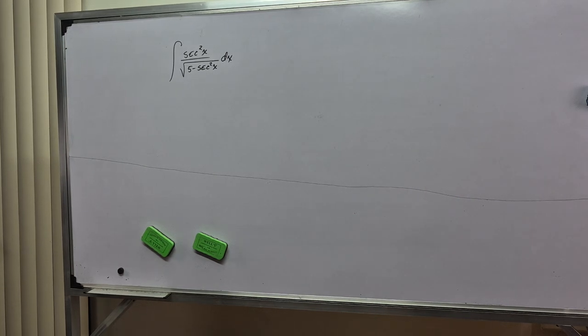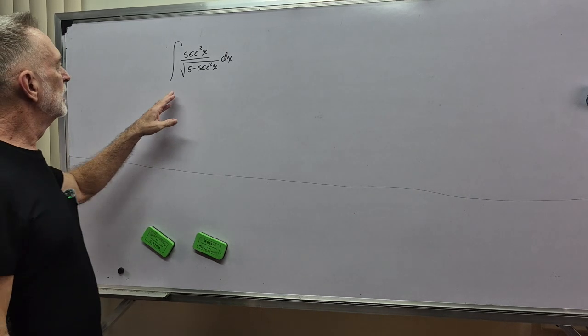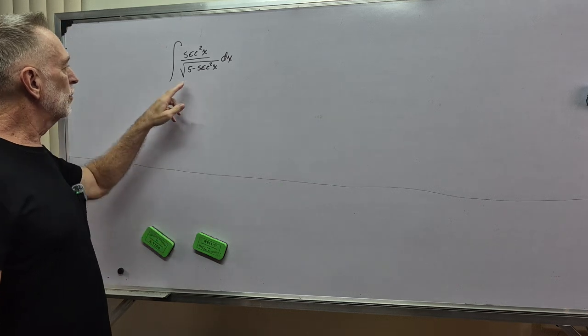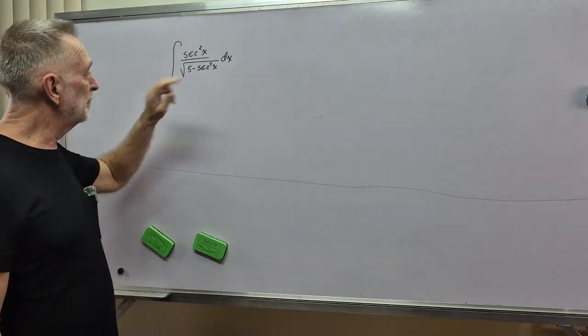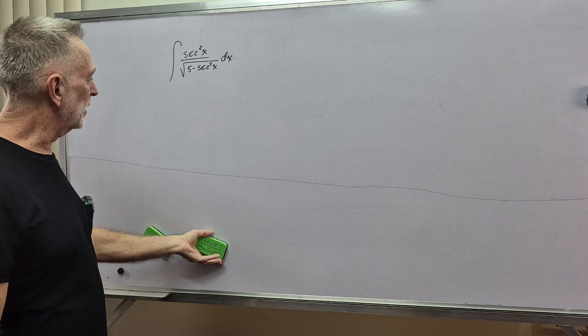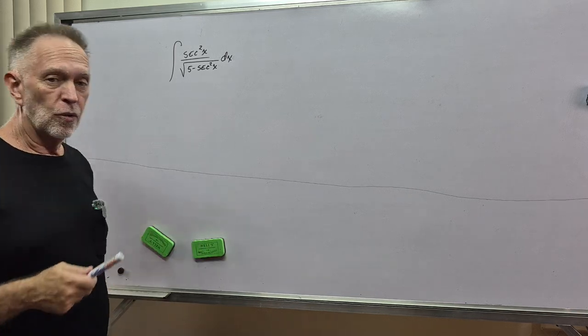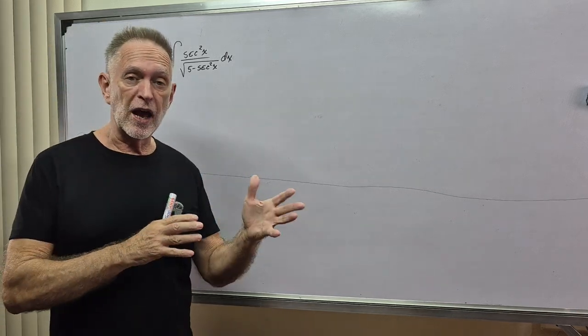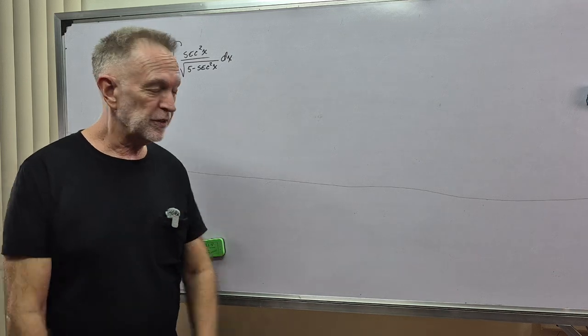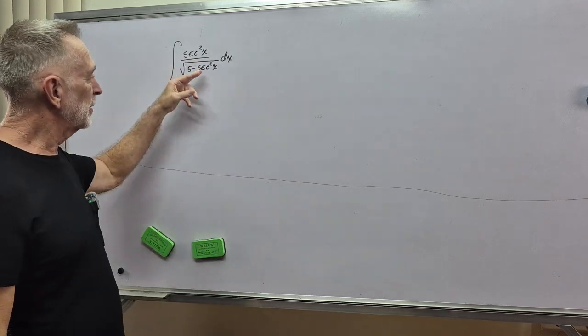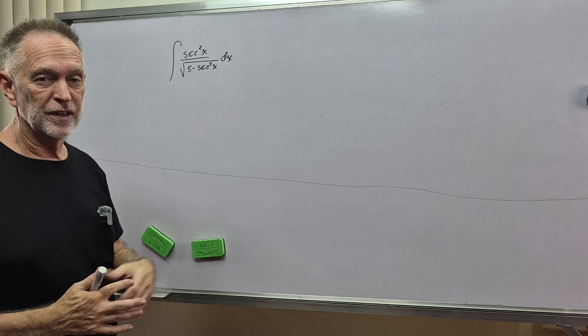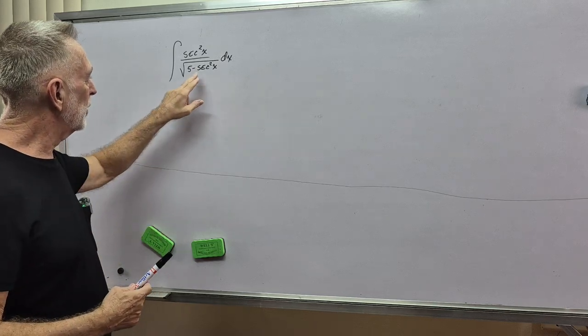Hey guys, Dr. Brown here, and tonight we're integrating secant squared x over the square root of 5 minus secant squared x dx. Now you know, for example, sine and cosine, they're big buddies. Here, the big buddy of secant is tangent. So let's see if we can convert.